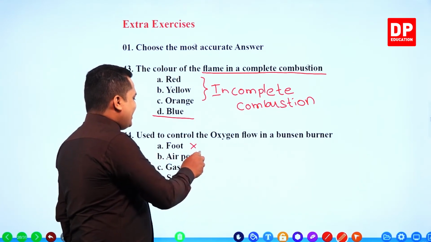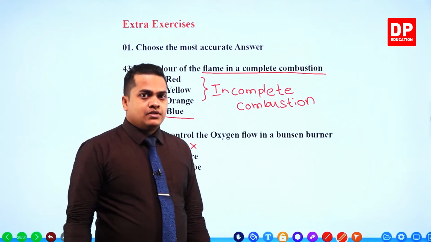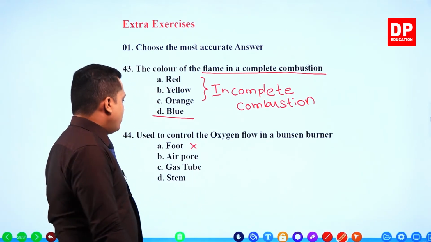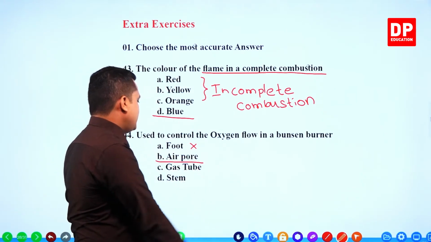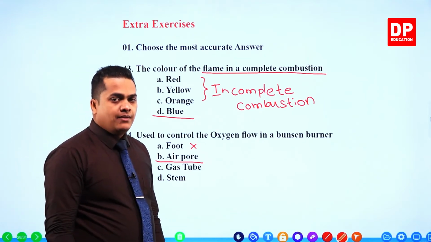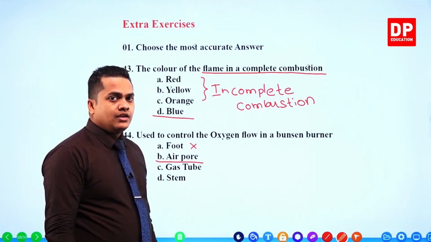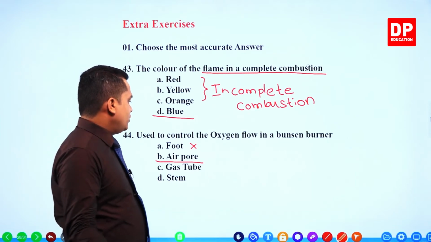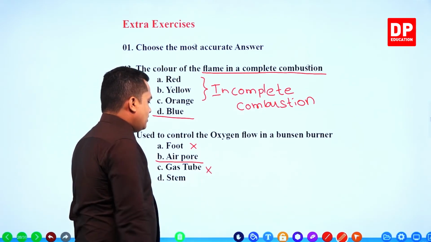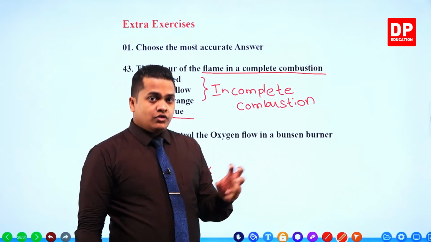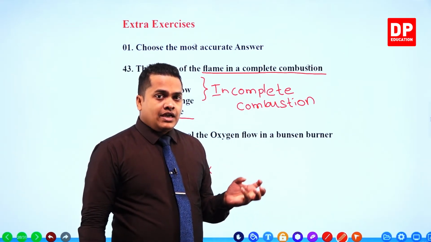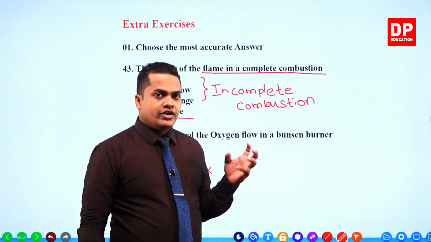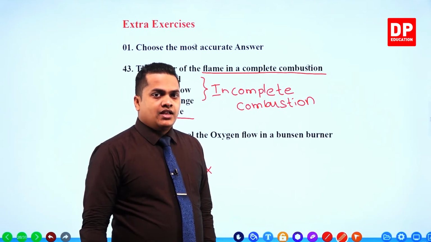That helps to keep the Bunsen burner rigid. Air pour, so this is our answer. Air pour is the one which is going to help control the amount of oxygen gas, right? Next one, gas tube. No, that helps to flow gas into the system, into the Bunsen burner.